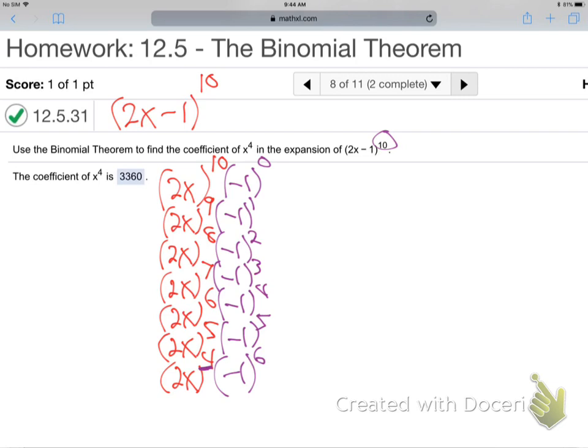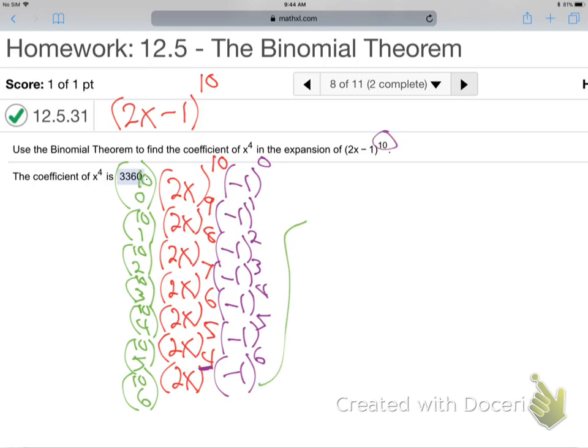And now, what's this stuff in the front? Well, you can do them all, or you could just follow some kind of pattern. It's going to be 10 choose 0, 10 choose 1, 10 choose 2, 10 choose 3, 10 choose 4, 10 choose 5, 10 choose 6. So it's 10 choose 6 there.